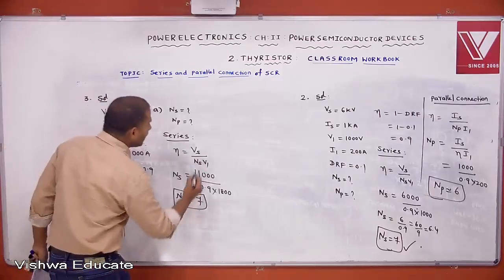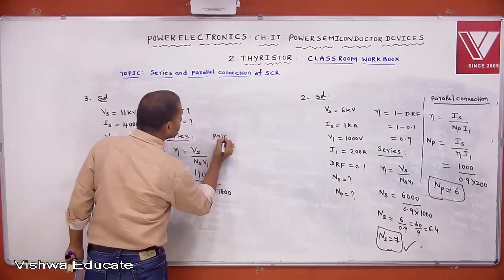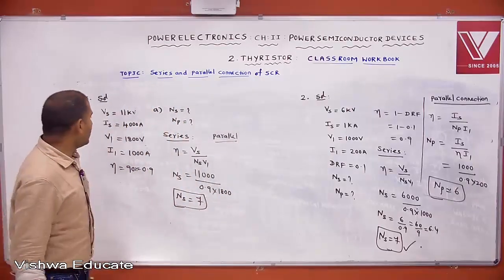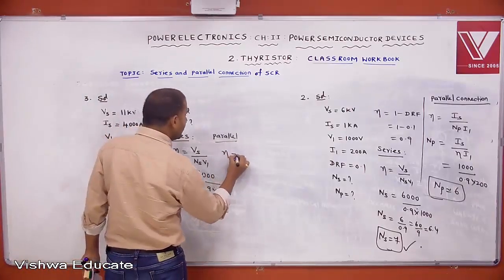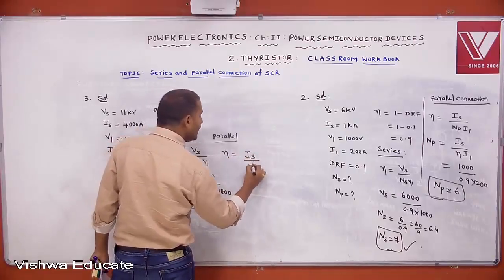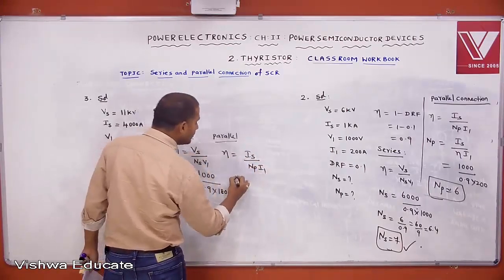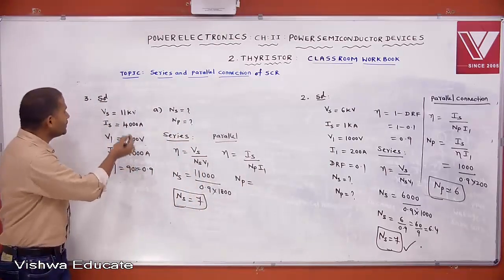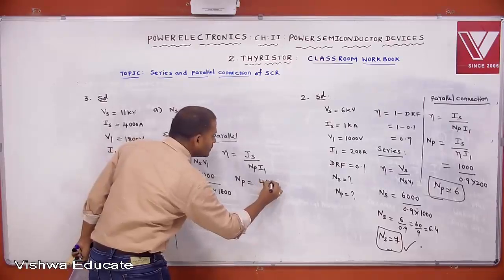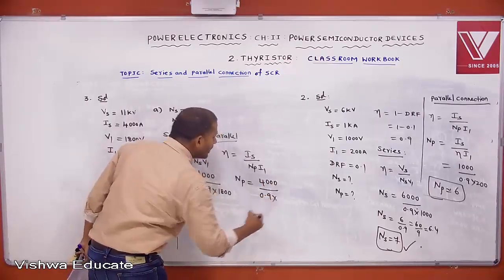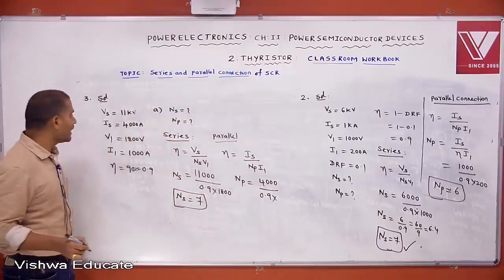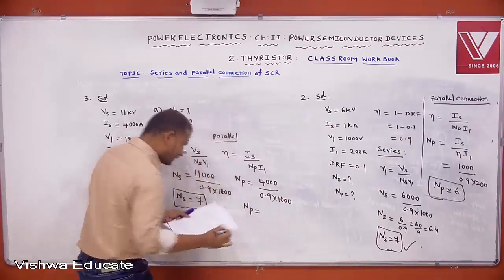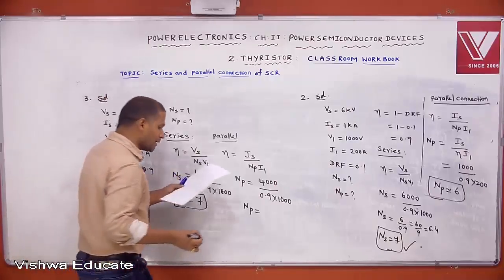Then for parallel connection, the string efficiency eta equals Is by Np into I1. From this, Np equals Is by eta into I1. The string current is 4000, the efficiency is 0.9, and the individual current rating is 1000. Simplifying, we get the number of parallel connected SCRs as 5.